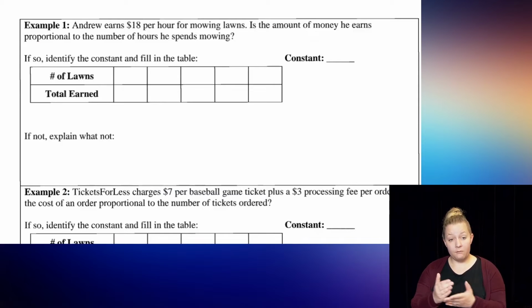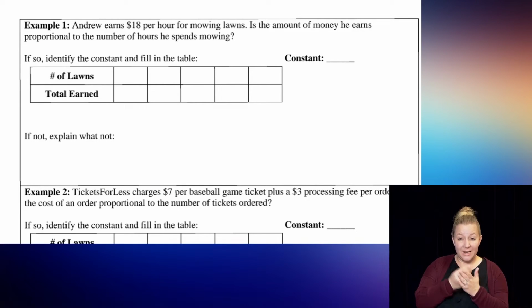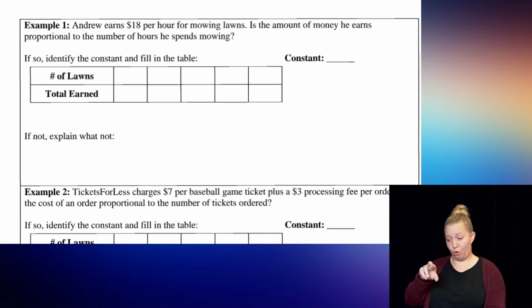Alrighty, so the next example that we're going to see is Andrew earns $18 per hour for mowing lawns. Is the amount of money he earns proportional to the number of hours that he spends mowing? If so, we're going to identify the constant and fill in the table. If not, we're going to explain why not. So let's take a look.